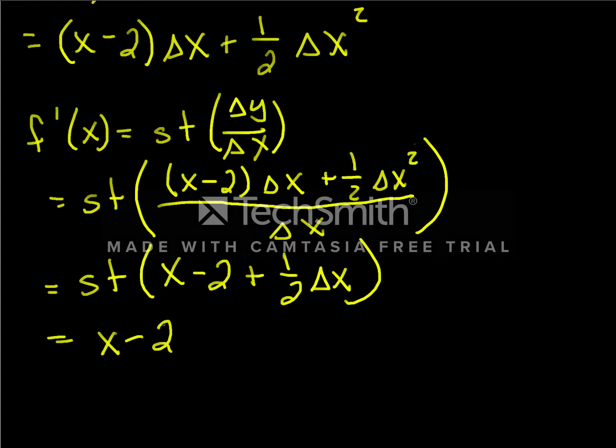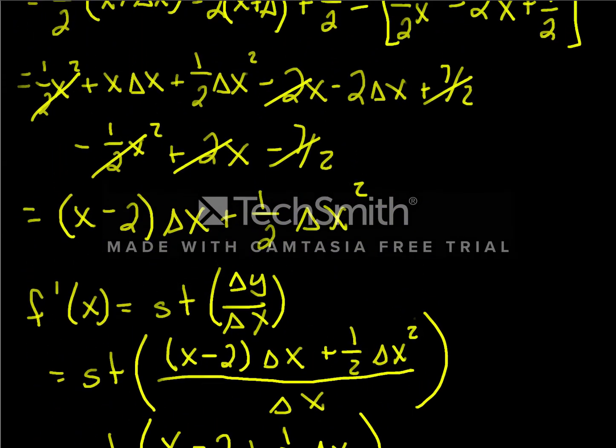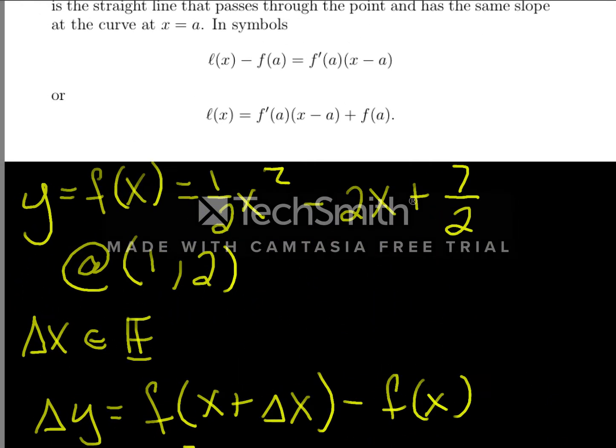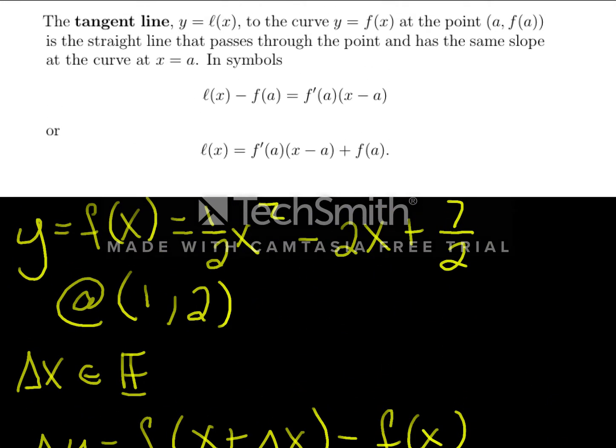Great. So we know our derivative function. Let's remember what we're doing here. We want to know the tangent line to our equation 1/2 x squared minus 2x plus 7/2 at the point 1, 2.